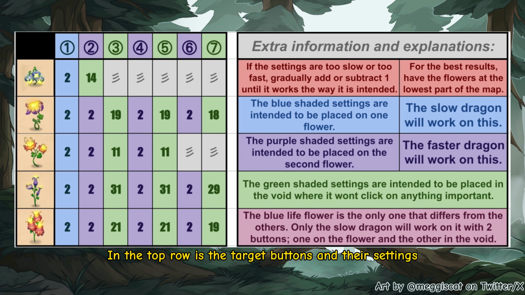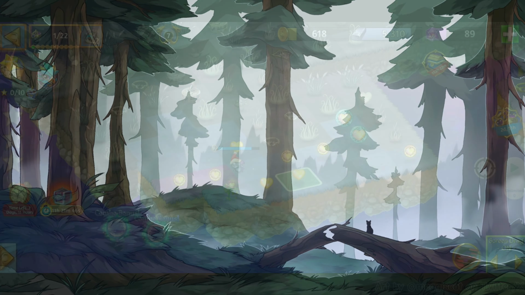In the top row are the target buttons, and their settings according to the flower you are using. The gray parts are not needed. So, if there is info for button 1 and 2 and the others are all gray, then you only need the first two buttons. I color-coded the table so it would be easier to understand. You can read it on your own time.